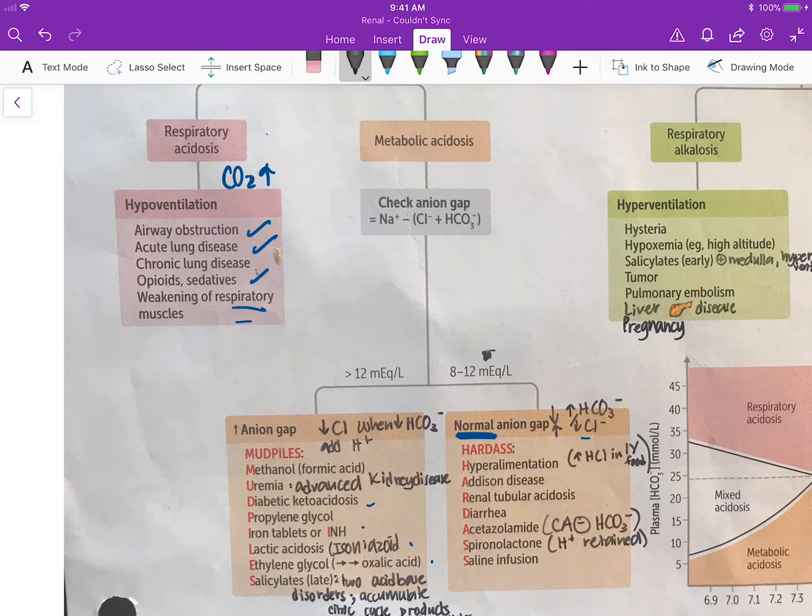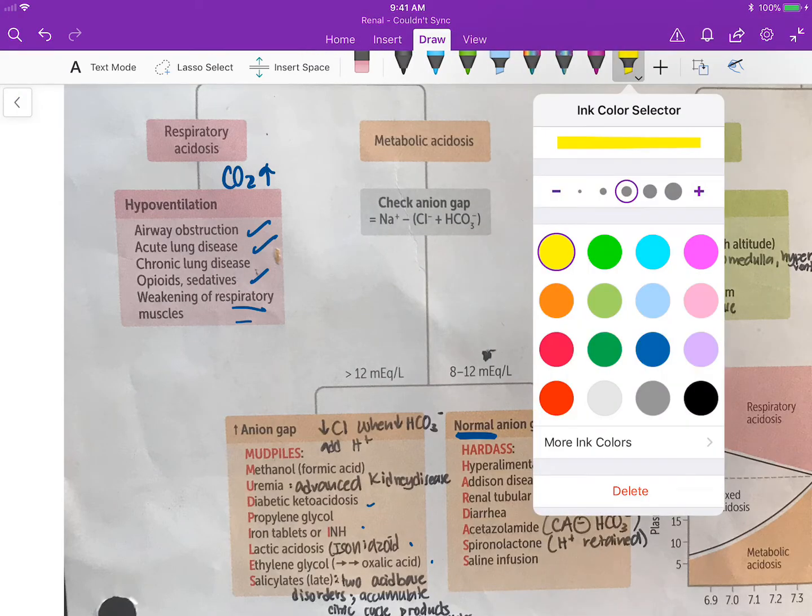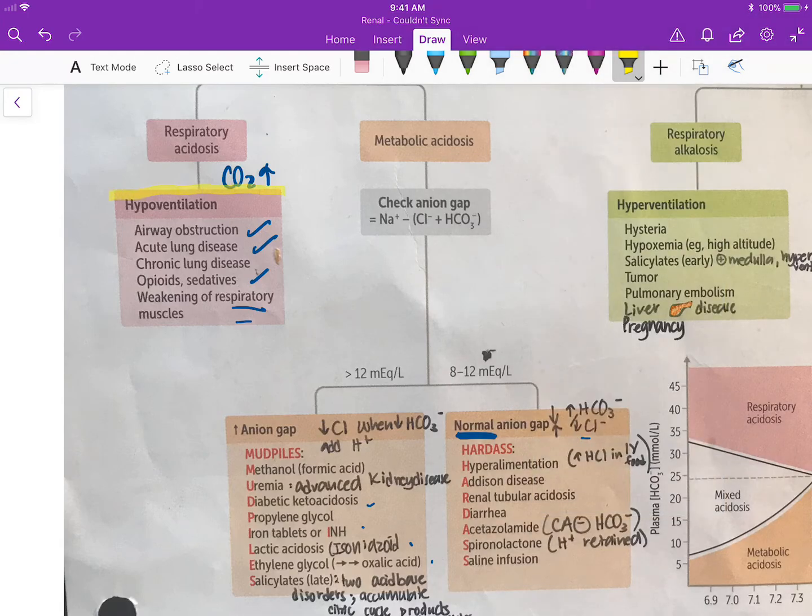For example, if you have a patient that comes in and has any kind of lung problem, like they cannot breathe and so forth, then you know that they're not able to blow off the CO2, so they're in respiratory acidosis. So any kind of lung problem, any problem with the muscle, sedatives, you know that they cannot breathe as well, so they're going to give you respiratory acidosis.